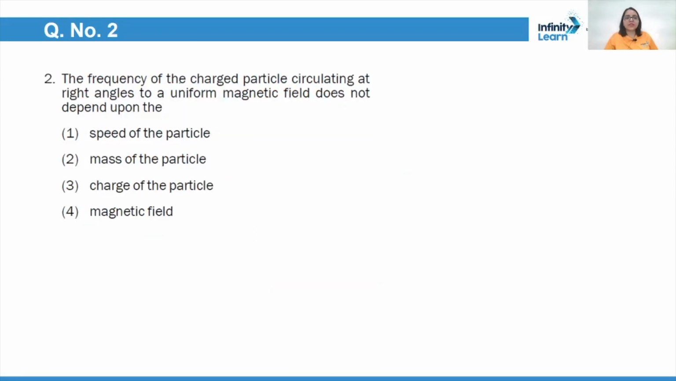Question number 2. The frequency of the charged particles circulating at right angles to a uniform magnetic field does not depend upon. So frequency is QB upon 2 pi m. So it does not depend on the speed of the charged particles. So correct answer is option 1.